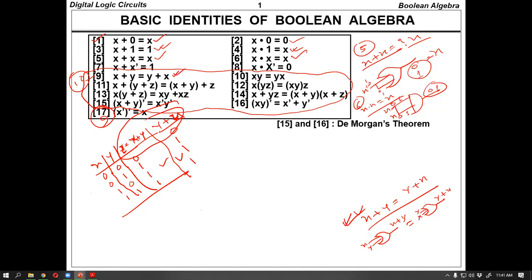Also, this is the xy is equal to yx. This is the AND gate. This also same.